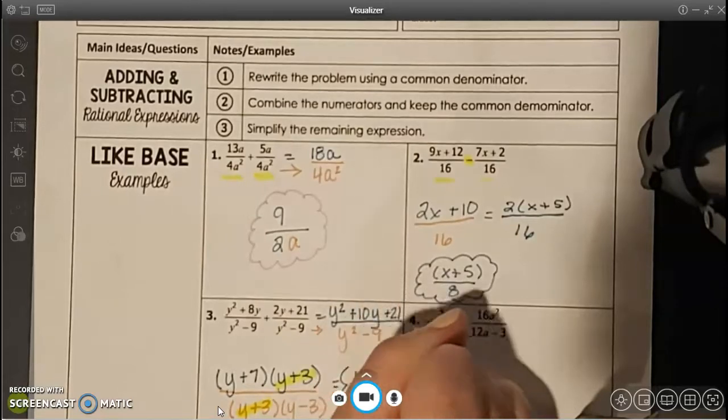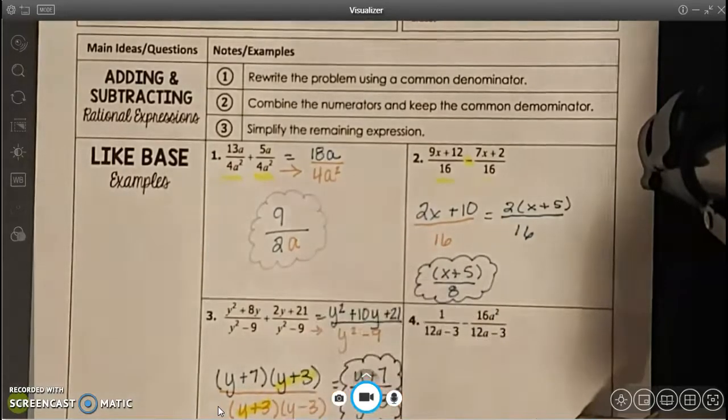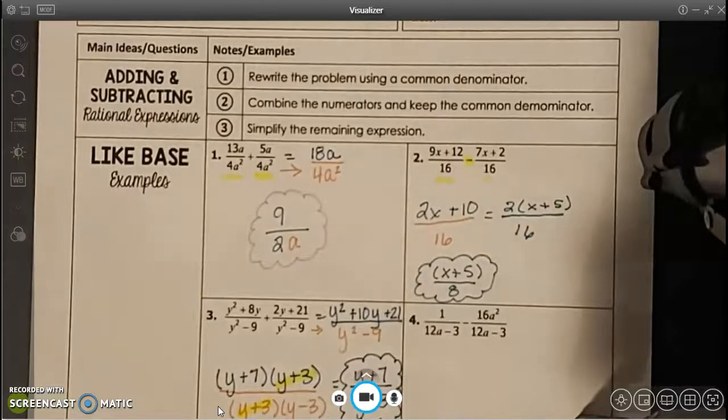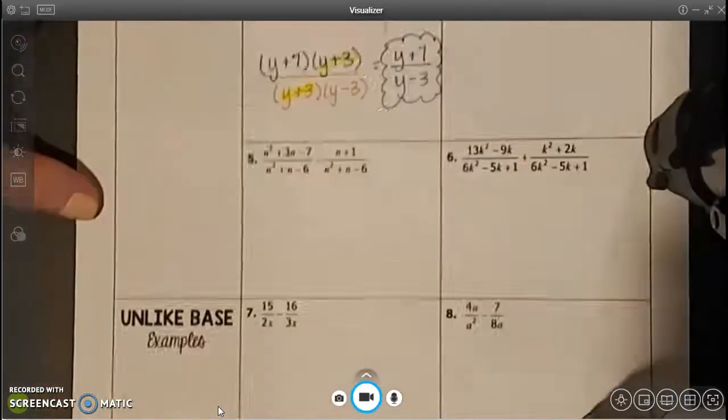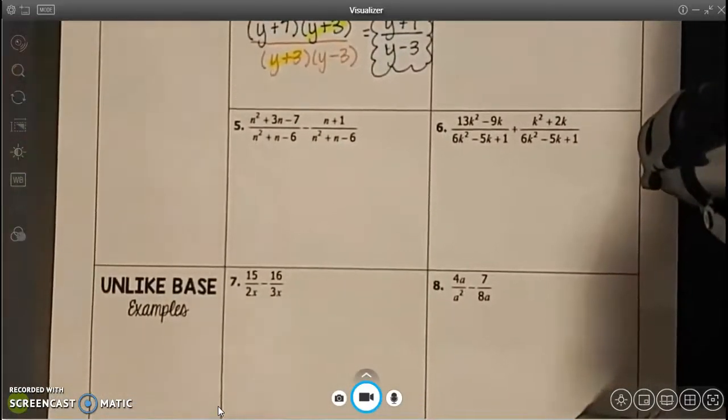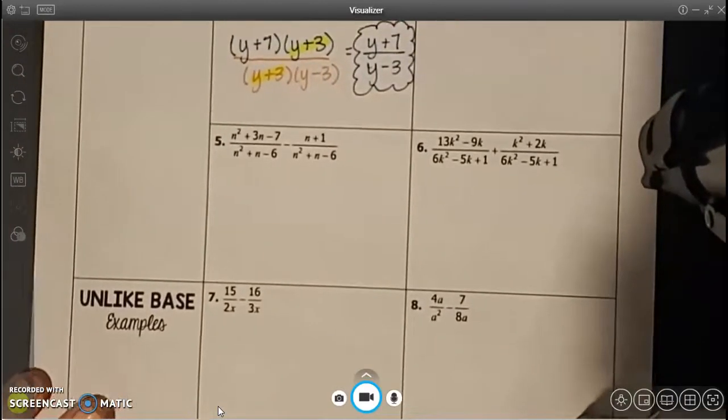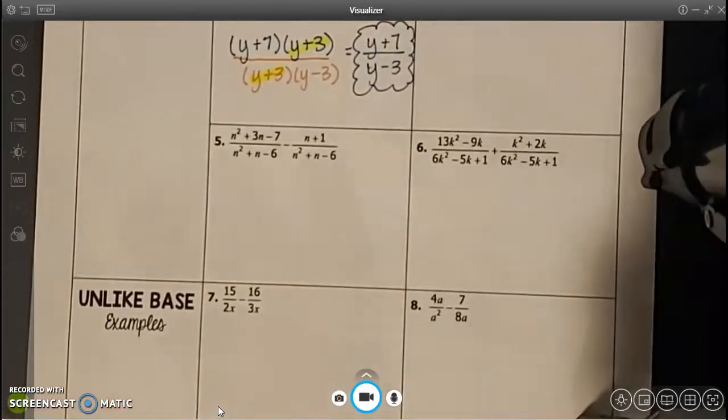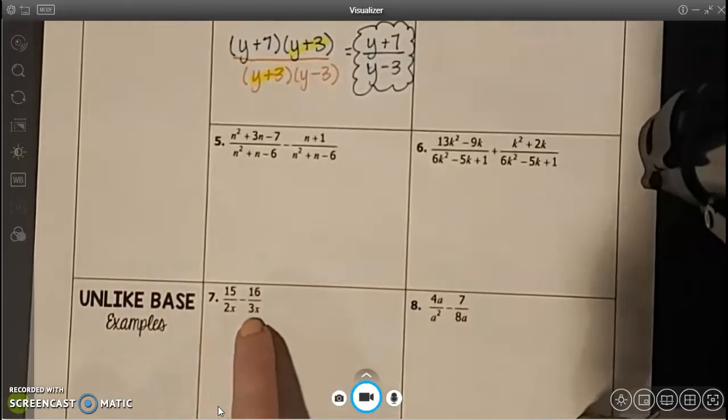All right, I'm going to skip down to the ones that do not have like bases so I can show you how to do those. So I'm going to skip down to number 7 here. Okay, number 7, notice this is a subtraction example and we do not have like bases. We have a 2x and we have a 3x. So we need to ask ourselves, what is each one missing? Well, the 2x is missing a factor of 3 and the 3x is missing a factor of 2.